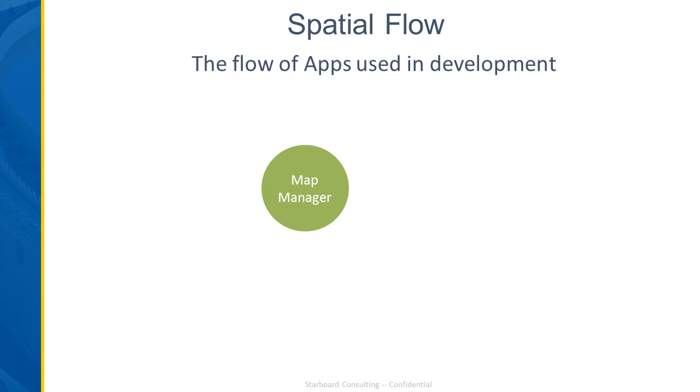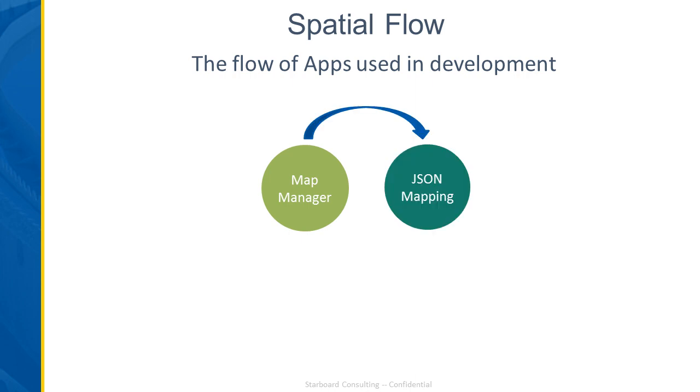The first application in that list is Map Manager. This is where we configure our map services, security, quite a few other things, and we're going to talk about that in greater detail. But once we have those things defined, once we know we have assets and feature classes that we want to bring into Maximo, we need to figure out how to translate that between both systems. That's where our JSON mappings come into play. So we're going to talk about that after we get done talking about Map Manager.